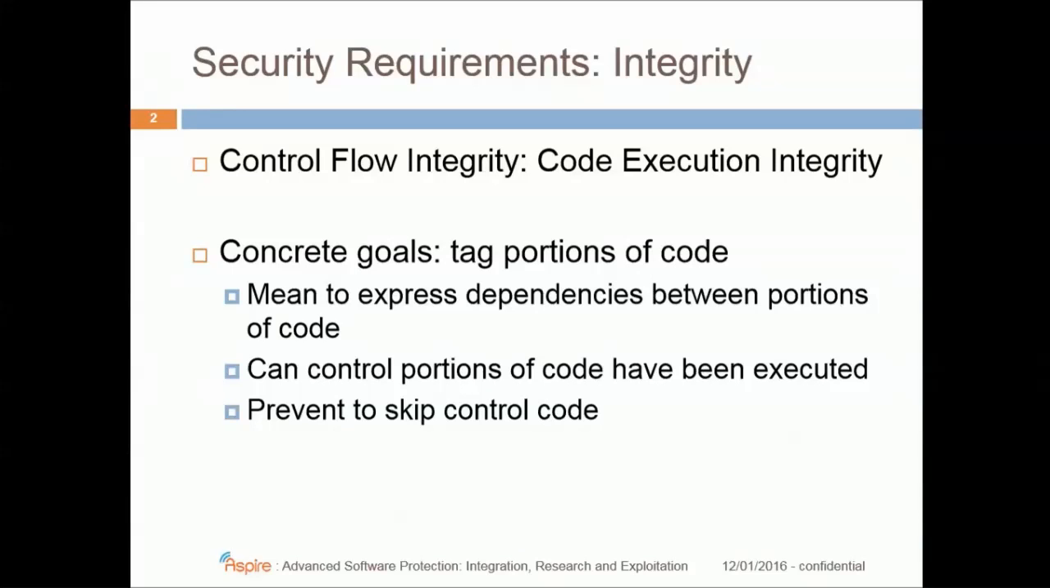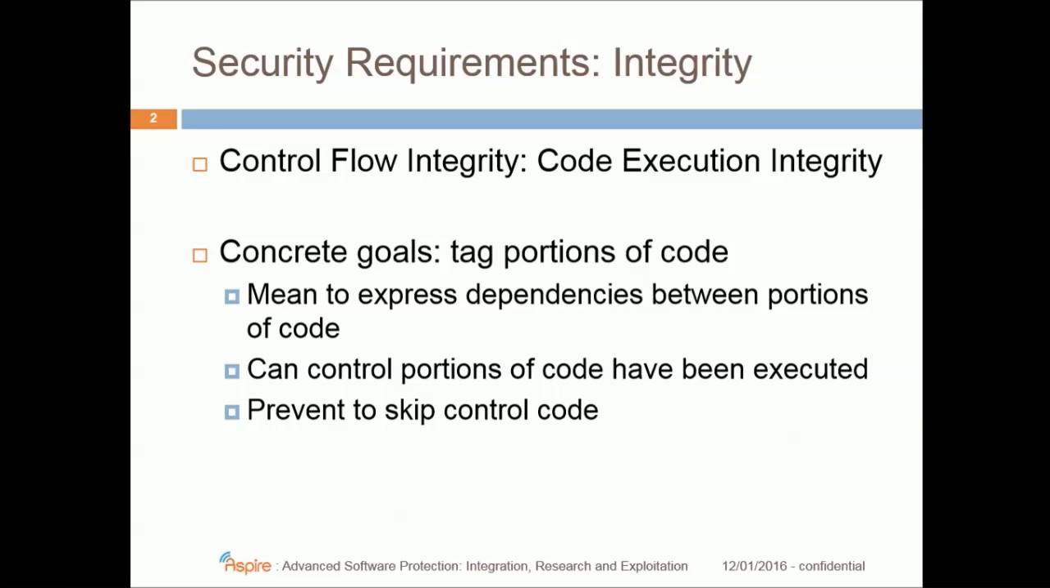This video introduces you to a software protection called control flow tagging. About the security requirements, the purpose of this protection is to control the code execution integrity. The protection enables you to tag some portions of code called gates. Thanks to these gates, some dependencies can be set in the code.